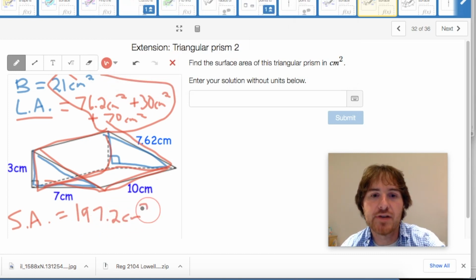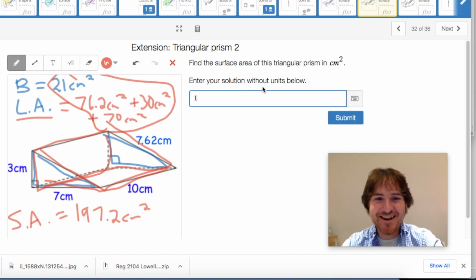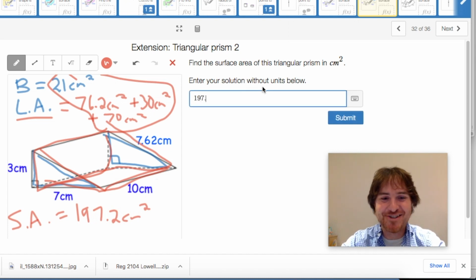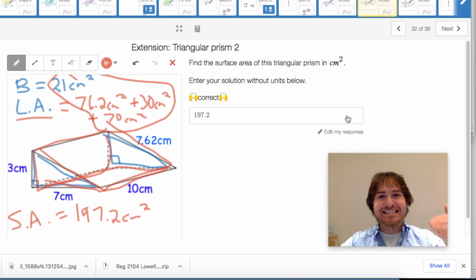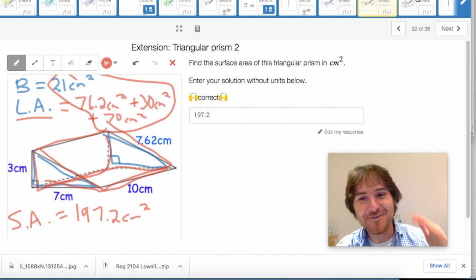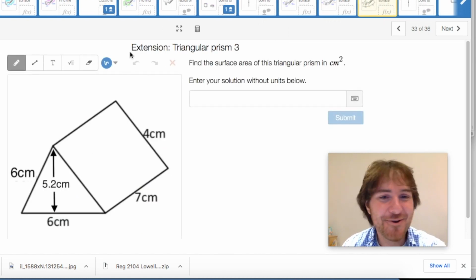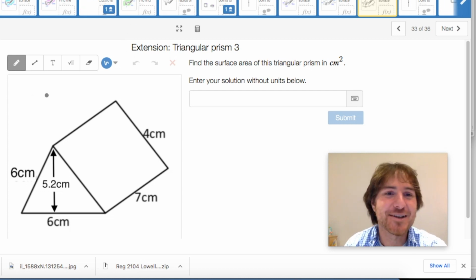197.2 square centimeters, and without units, because I think it's going to check our answer for us here. That's pretty nice. Technology giving you math feedback right away. Hopefully you're getting it right too. If not, work it out, try it again. Maybe watch the video and then try it out on your own.